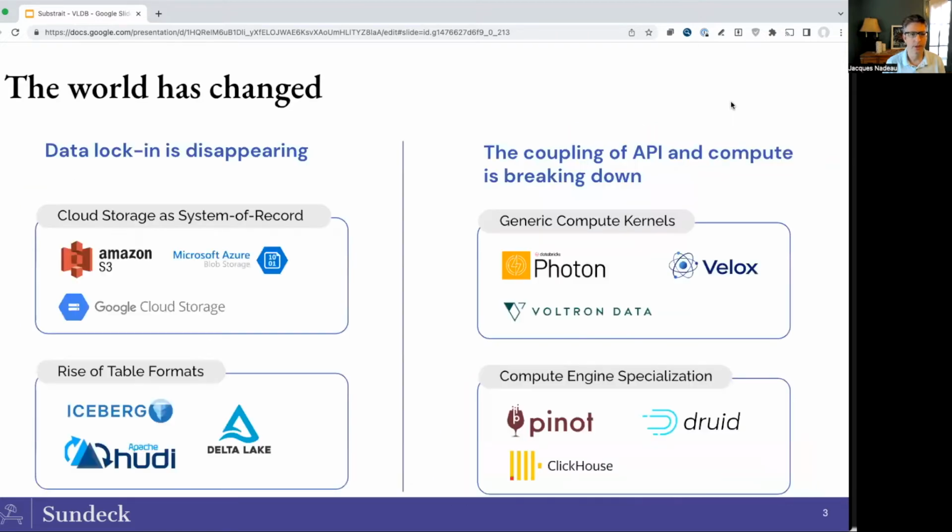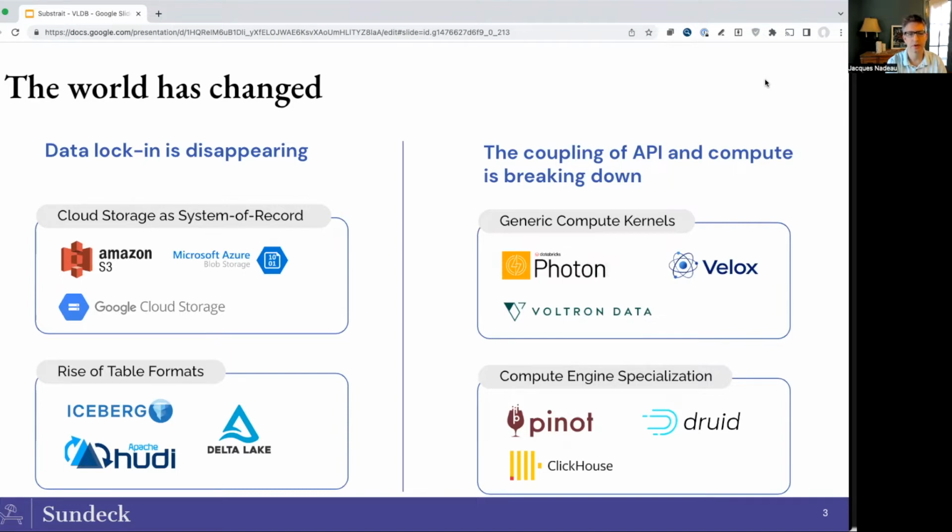Jumping in, when we think about data decomposition and database decomposition, I think there are some really important things to focus on. And really, there are some fundamental changes that are occurring. The first is that data lock-in is really disappearing. And it doesn't mean that there aren't places where it's hard to get at your data, but the world of, hey, I put something in a database and now that's the only way to access it, is going away.